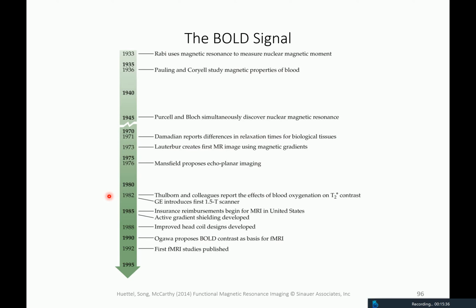Again, BOLD signal, as you already know, has to do somehow with oxygenated and deoxygenated blood. We briefly mentioned that. And it also has something to do with an increase of blood flow locally. This is what this whole story until now was about. Now we're trying to put these two things together. What this graph shows is also the history of the BOLD signal, if you want, or the history of the idea that somehow oxygenated and deoxygenated blood have different magnetic properties.